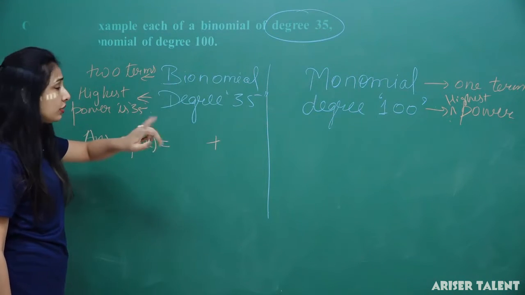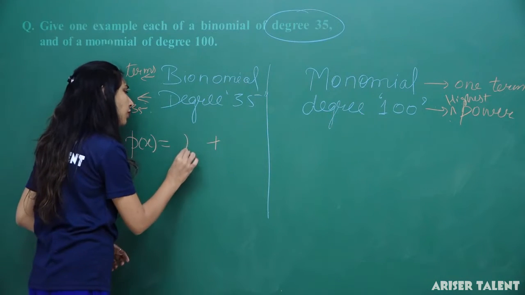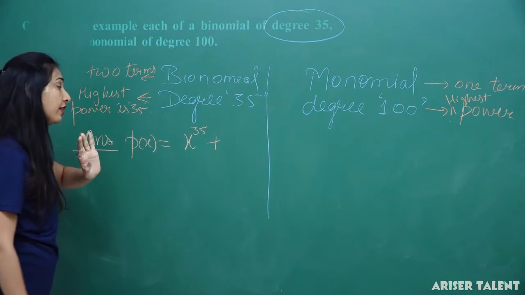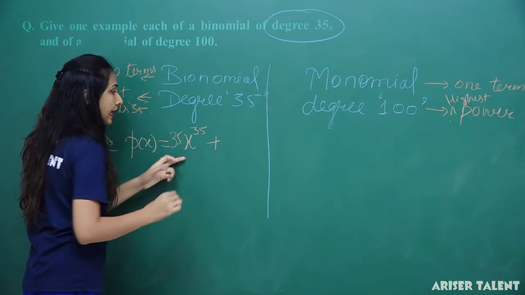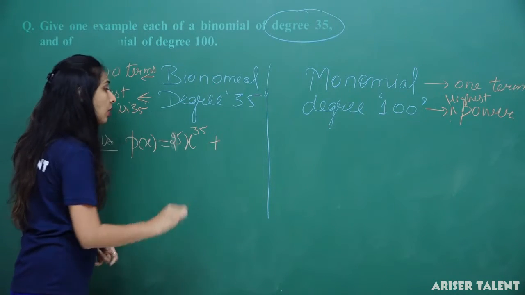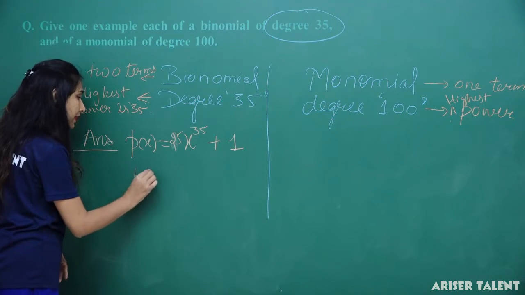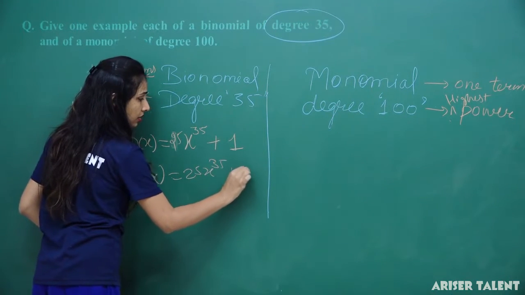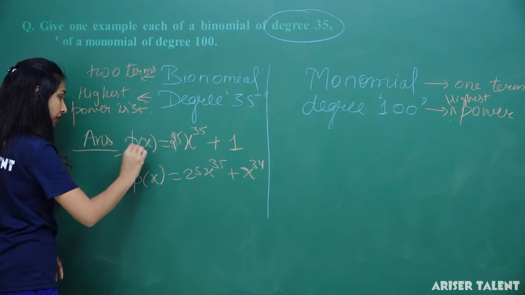Now binomial, two terms, first term is here, second term is here. Highest degree should be 35. First of all I am writing x to the power 35 so that the degree will be 35. Now what can be the answers? Like 35x to the power 35, or you can say 25 or whatever number you want to write here. Okay, plus let's suppose 1. Else you can say p(x), this can be the answer also. This is right.